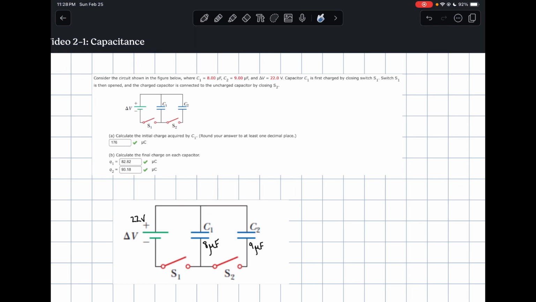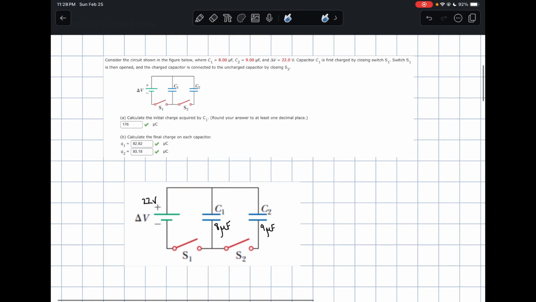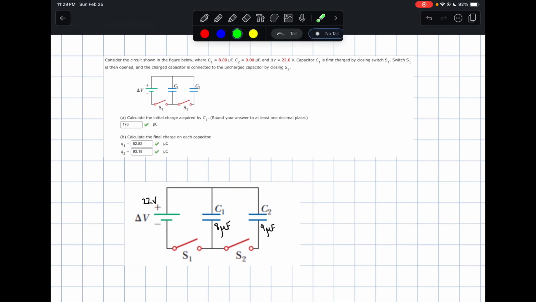So, to start, we have our battery, or our change in V, right here, and we're given it as 22 volts. Then we have our two capacitors connected in parallel and our two switches. For capacitor 1, we're given 8 microfarads, and for capacitor 2, we're given 9 microfarads. Now that we have our givens listed and our picture shown, let's take a look at part A.